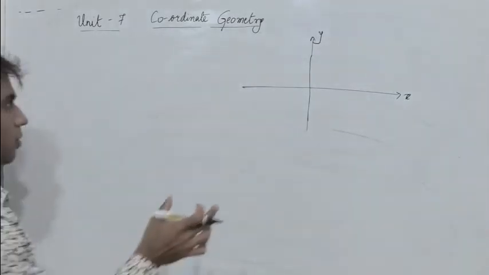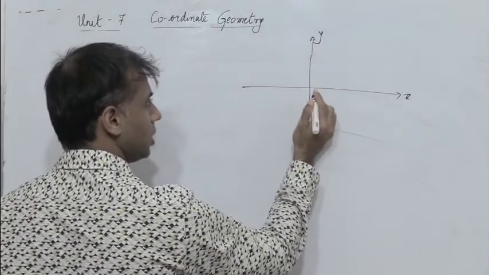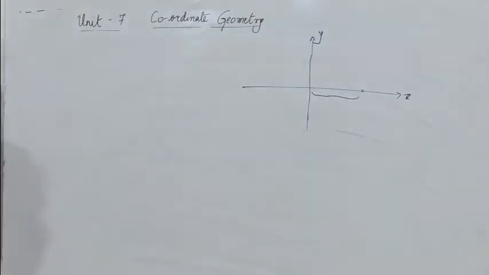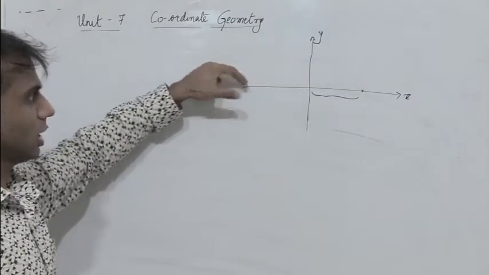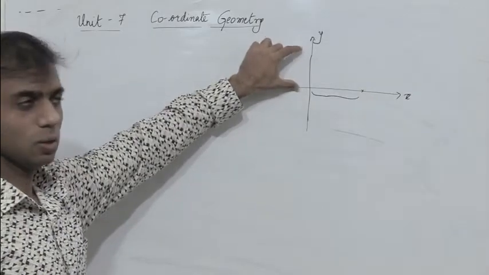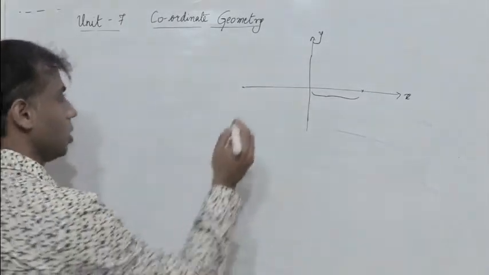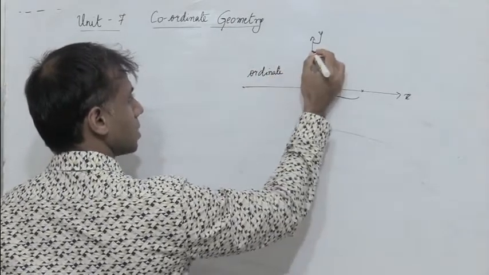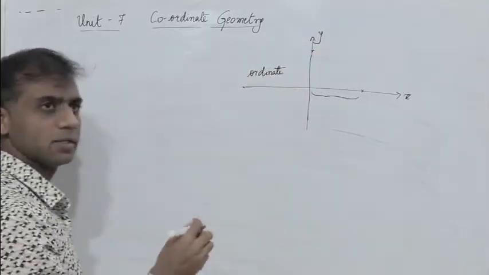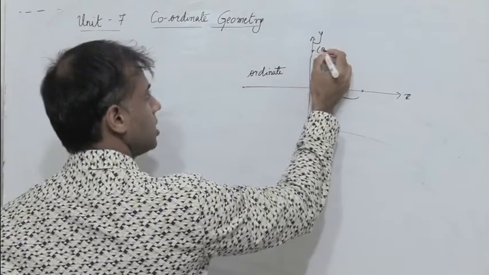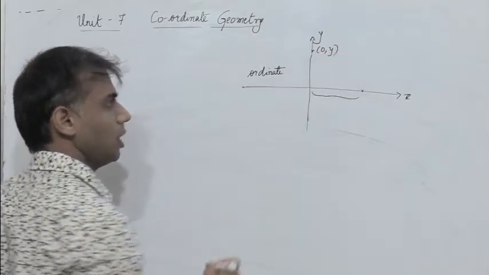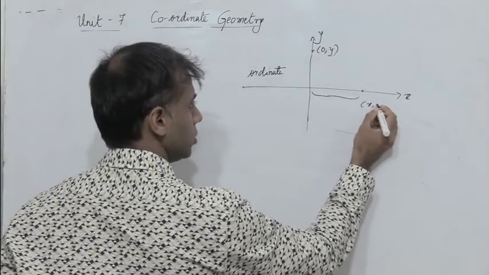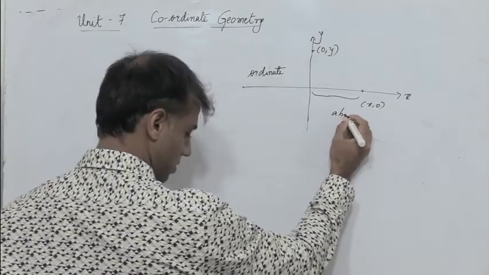Now the x coordinate value, that is the distance from the vertical axis, is known as the abscissa, whereas the distance from the horizontal axis, that is the height or the vertical distance, is known as the ordinate. So a point on the y-axis will have the x value 0, whereas a point on the x-axis will have the y value 0.